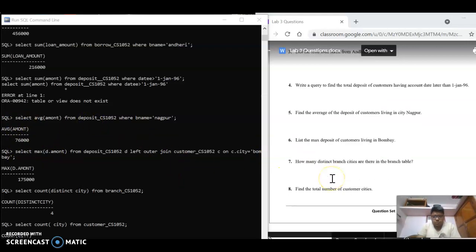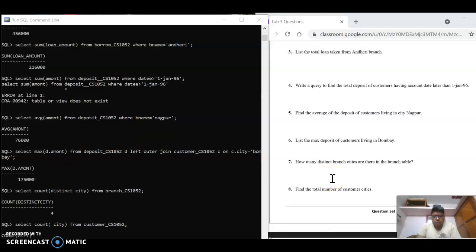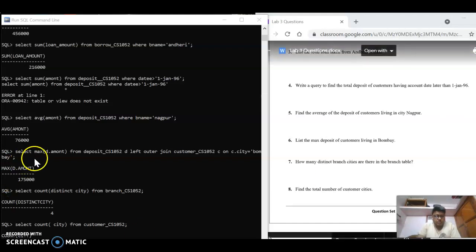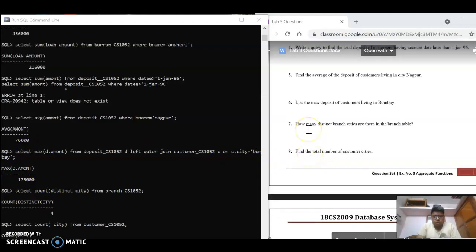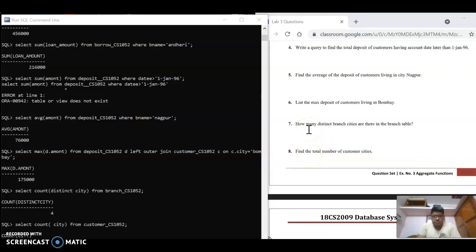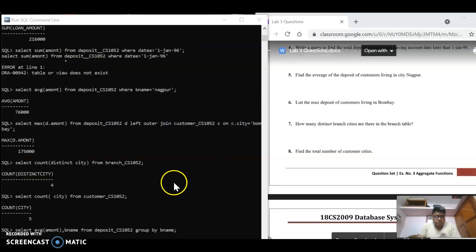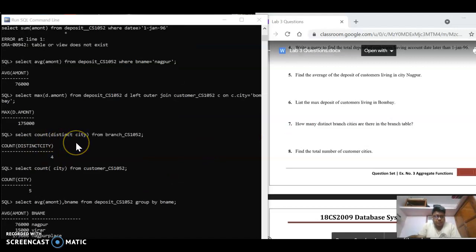And moving on to the sixth question, list the maximum deposit of customers living in the city of Bombay. So select the maximum amount from the deposit table. You have to left outer join the customer table, where the city is Bombay. So this is that output. And moving on to the seventh question, how many distinct branch cities are there in the branch table? So this is that one: select count of distinct city from the branch table. So there are four distinct cities in the branch table.